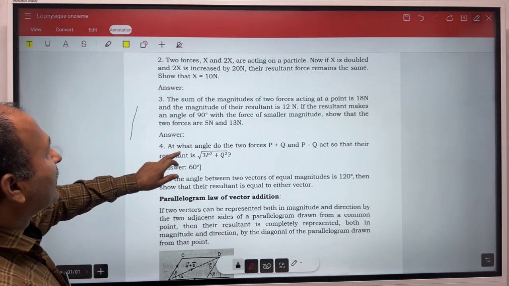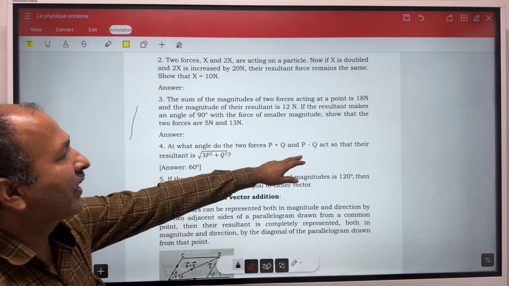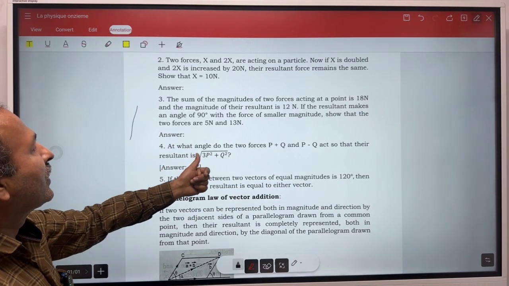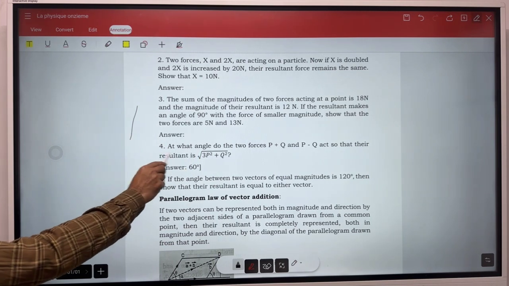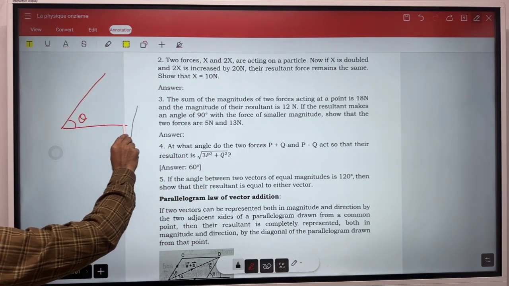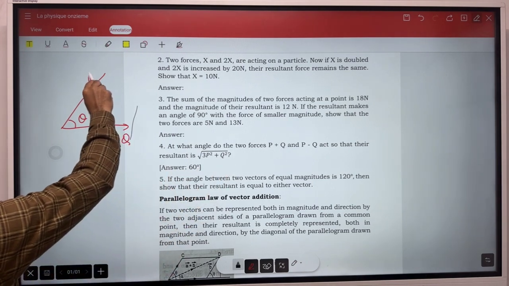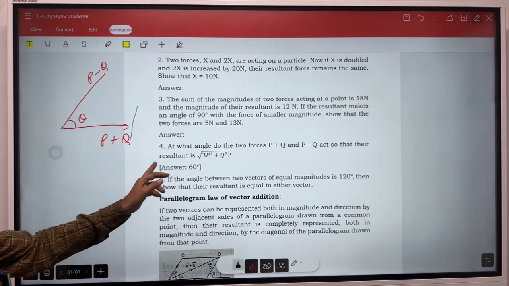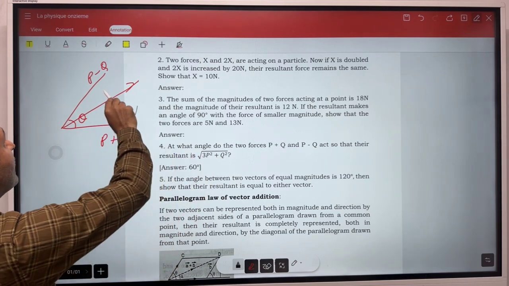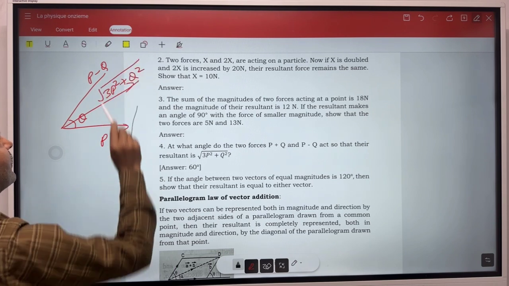Question number 4. It says, at what angle do the two forces P plus Q and P minus Q act so that their resultant is the square root of 3P square plus Q square? So here you are given two forces. This angle is theta, and one force is P plus Q. Another force is P minus Q. And the condition is that their resultant, this is the resultant, should be the square root of 3P square plus Q square.